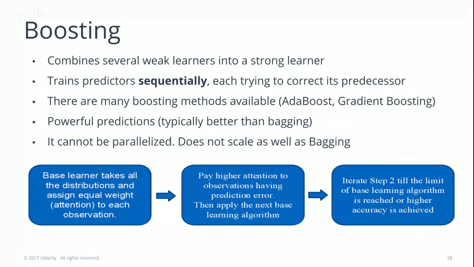And on the bottom here, I've outlined the process. The base learner initially takes all the distributions and assigns equal weight to each observation. Then the learner pays higher attention to observations having prediction error, and applies the next base learning algorithm. So it cycles through each learning algorithm, and then iterates that method until the limit of the base learning algorithm is reached or a higher accuracy is achieved. If it doesn't achieve a higher accuracy, then it will just use the previous model.